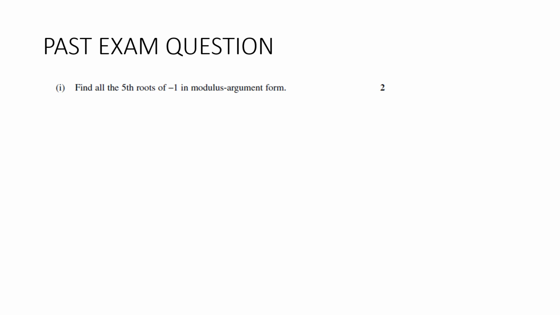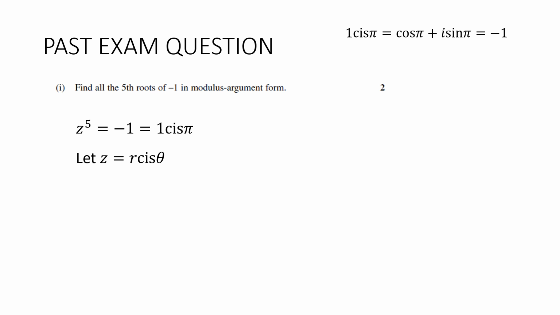Here's a past exam question. Part 1. Find all the fifth roots of negative 1 in modulus argument form. In other words, solve z to the power of 5 is equal to negative 1. Now, remember, we want to put this in mod arg form here. And we know that 1 cis pi is going to be equal to negative 1. So I'm going to make that negative 1 into 1 cis pi. We're going to let z equal r cis theta, and so substituting that in here, we're going to get r to the power of 5 cis 5 theta is equal to 1 cis pi.